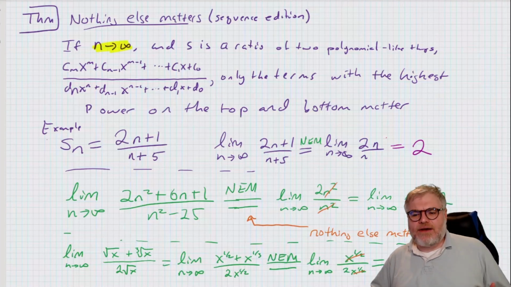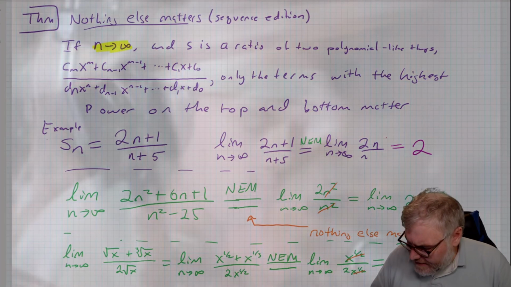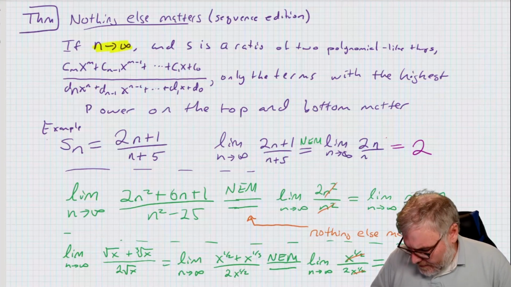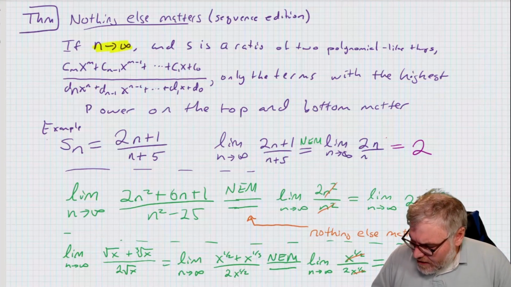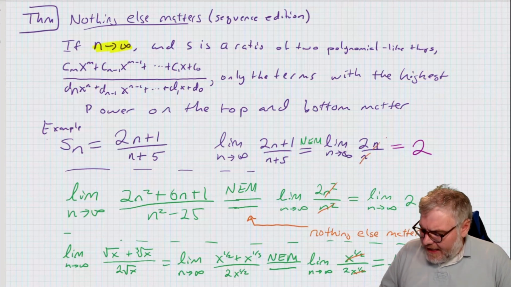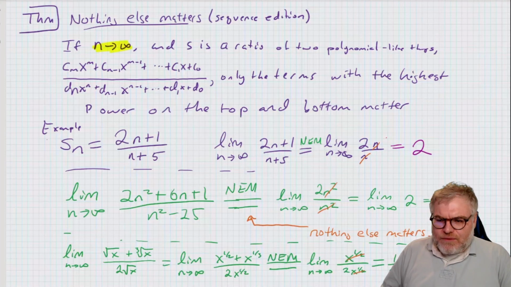Now I'm stating the theorem that justifies why I can do this. And then I'm going to pick the terms with the highest exponents, the exponent 1 and 1 in this case. So I'm left with 2n over n. I cancel the n's, and I wind up with 2 as my limit.